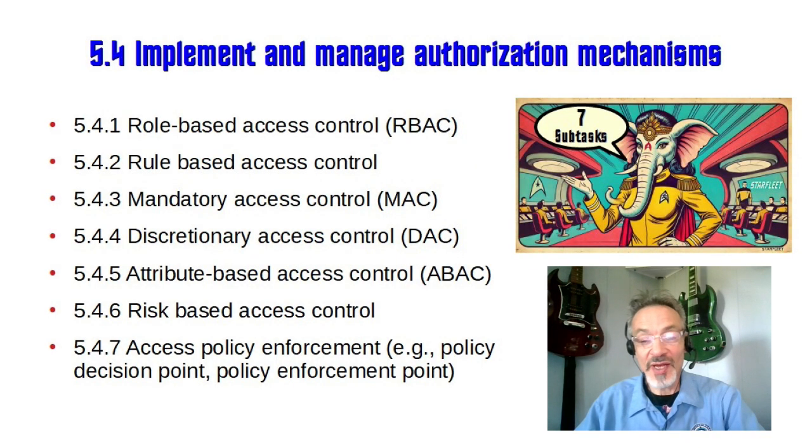Task 5.4 has 7 subtasks: role-based access control, rule-based access control, mandatory access control, discretionary access control, attribute-based access control, risk-based access control, and finally, access policy enforcement. These tasks and methods are interconnected, and you'll see them pop up, and it may seem repetitive, but remember, it helps you solidify your understanding.